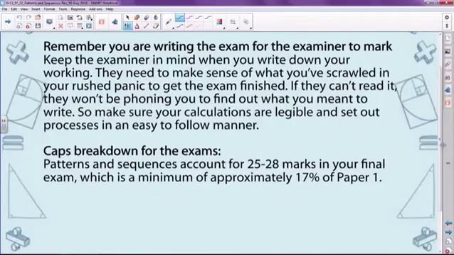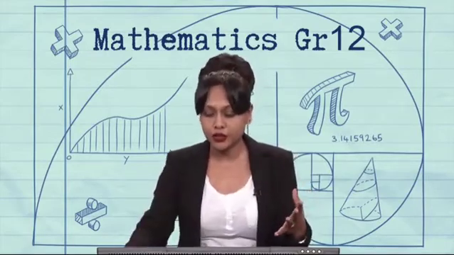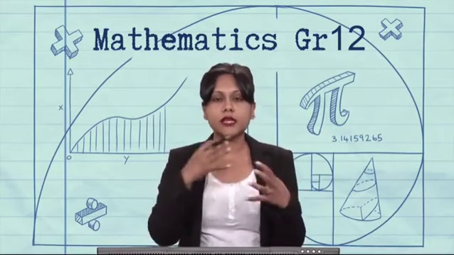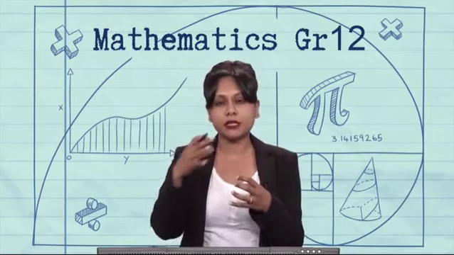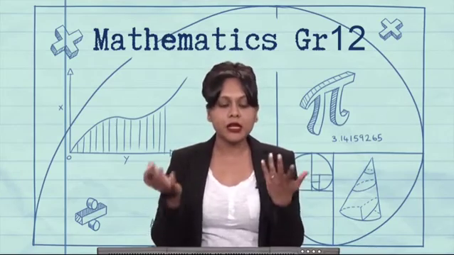Just talking about the breakdown for your exams, patterns and sequences account for roughly 25 to 28 marks in your final exam, and that's approximately 17% of Paper 1. It is a section you start off with right in the beginning of the year, and by this time of the year you are going to need a bit of reminding of the formulae you're going to use. So that's what we're going to look at first today: the key concepts and key properties of arithmetic sequences, geometric sequences, and the formulae that we use. Okay, let's go through that.